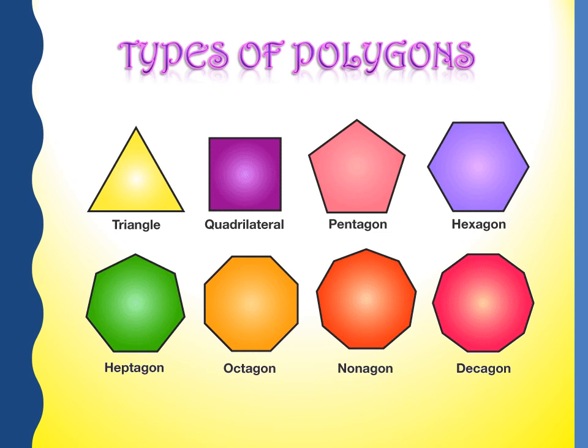Types of polygons. If the polygon has 3 sides, it's called a triangle; 4 sides, quadrilateral; 5 sides, pentagon; 6 sides, hexagon; 7 sides, heptagon; 8 sides, octagon; 9 sides, nonagon; 10 sides, decagon.